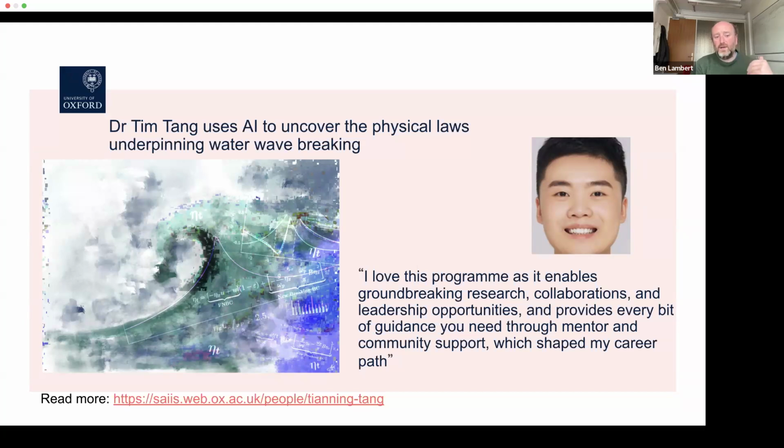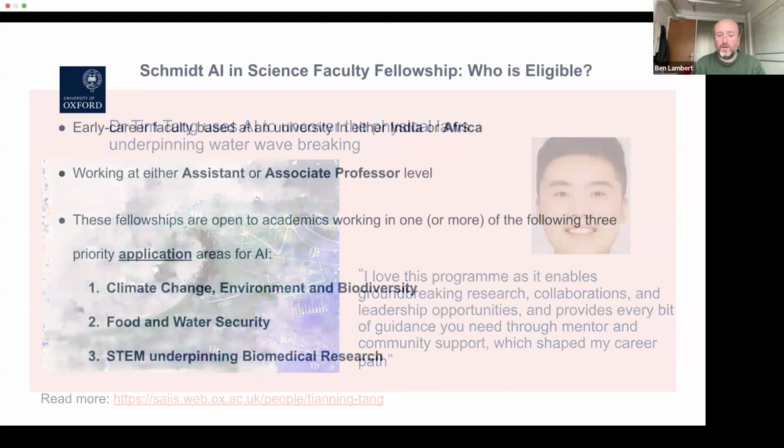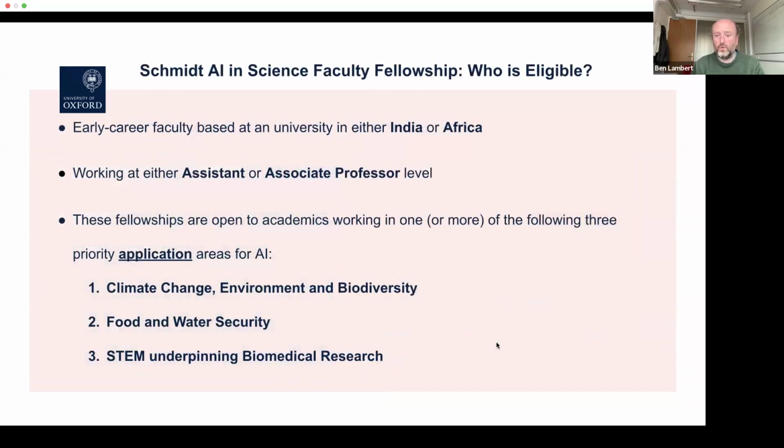So I hope that that gives you some idea into the types of ways in which we are thinking about applications of AI to science here at Oxford. And I'm going to pass on now to my colleague, Siddharth, who's going to talk about eligibility.